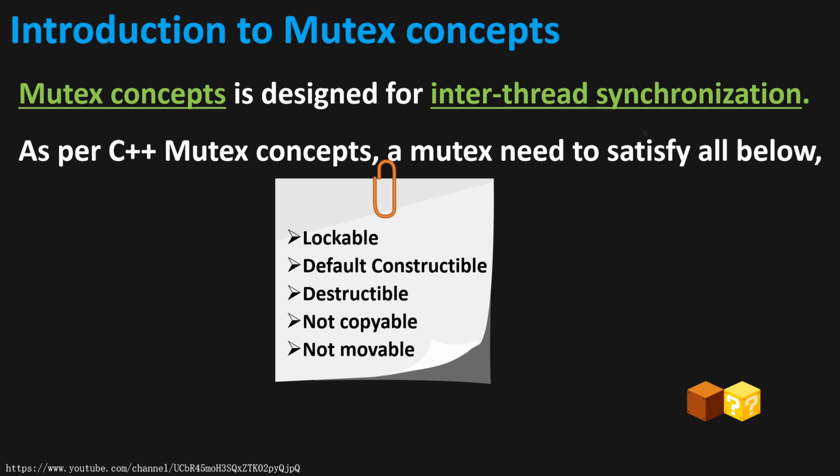3. Destructible. A mutex class which is constructed by default constructor must be able to invoke its destructor when the scope ends. 4. Not copyable and not movable. That is, this indicates that the ownership of mutex should not be transferable in any means.